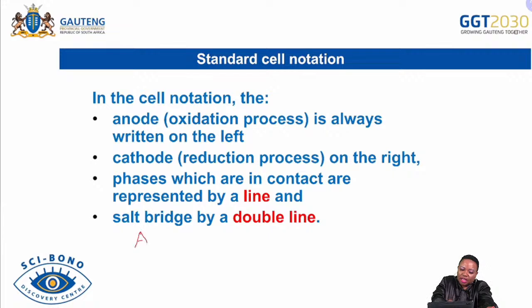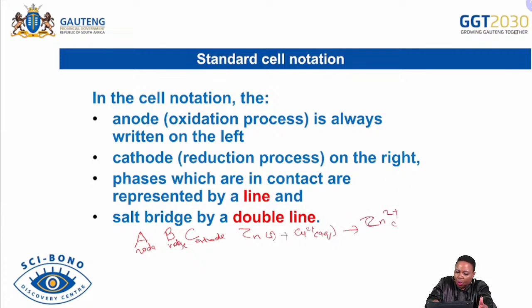I normally say we write it as A, B, C, which is the anode side, the salt bridge, and the cathode side. So we always start with the anode side, the bridge, and the cathode side. So if we are having a reaction like Zn solid plus Cu2+ aqueous to give us Zn2+ aqueous plus Cu solid, we can see that this is the net reaction. So from the net reaction, we can go straight to write our cell notation A, B, C.